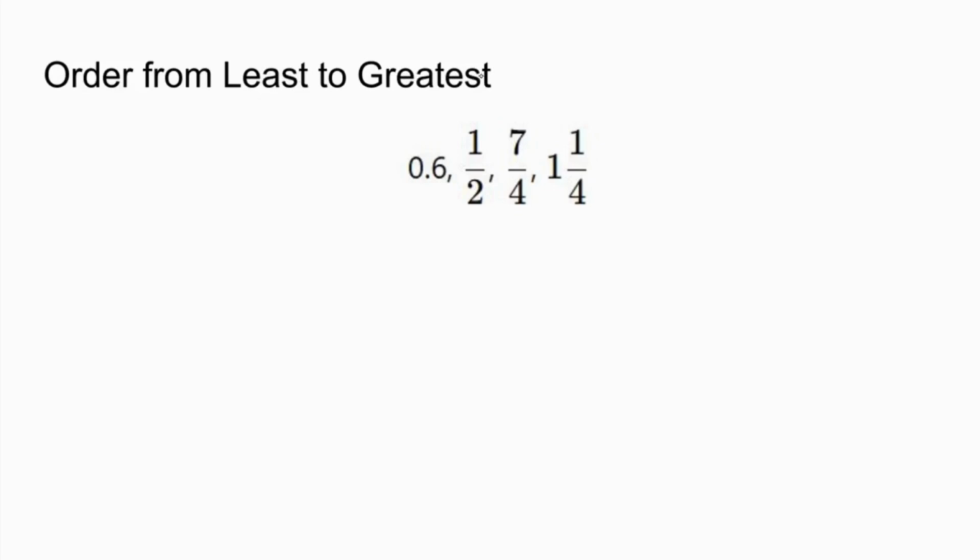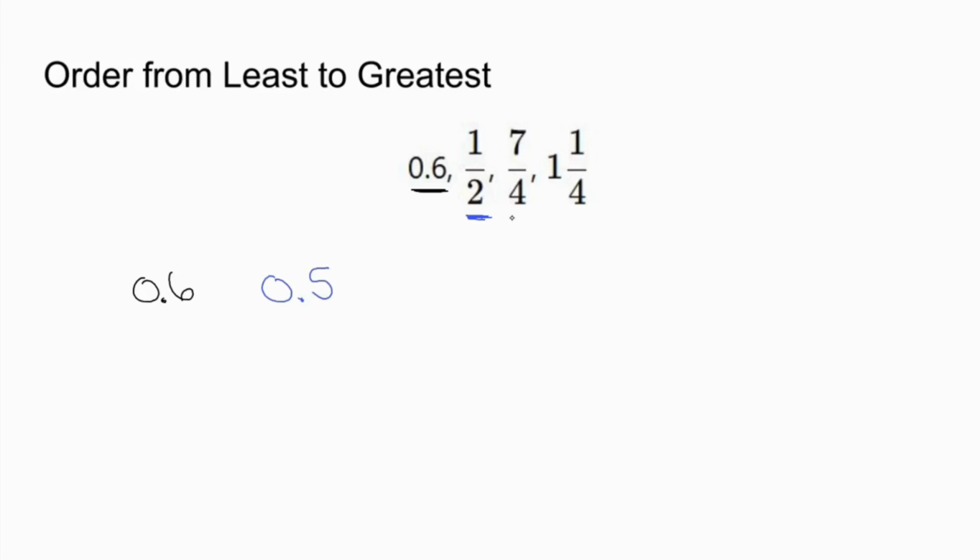Order these numbers from least to greatest. In order to change numbers from least to greatest, if you're given decimals and fractions, what you're going to want to do is write them all as decimals. You're already a decimal, so I'm going to leave you be. 1/2 written as a decimal is going to be 0.5. I already know that.